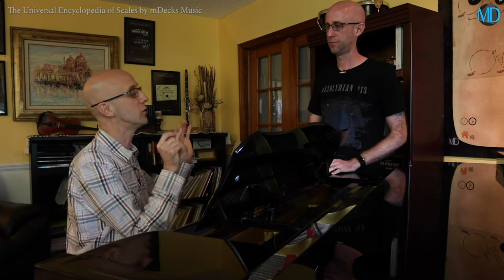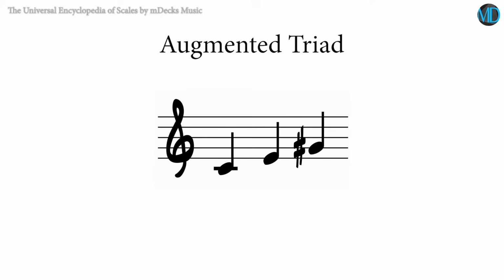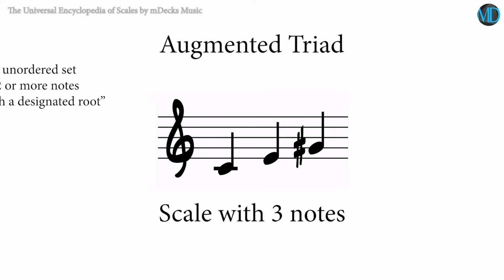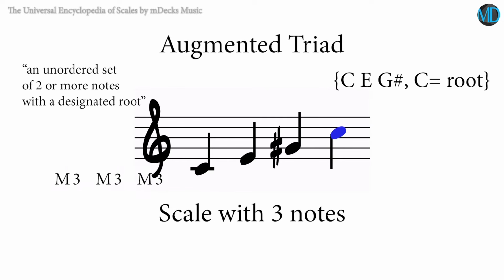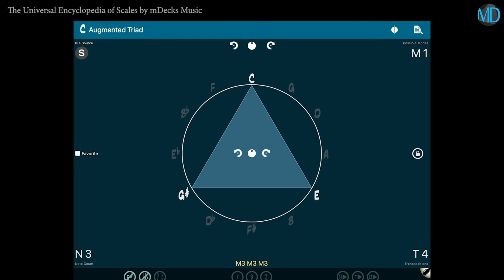Awesome, well done. Now let me show you another example. Let's use the Augmented Triad. Remember that even though it has only 3 notes and we call it a triad, we're going to consider it a scale with 3 notes. Using our definition of scale, we can say that the C augmented triad is C, E, and G sharp with C as the designated root. The intervallic formula for the augmented triad is then major third, major third, major third, because each note is a major third above the previous note in the scale. The graph over the circle of fifths is an equilateral triangle.